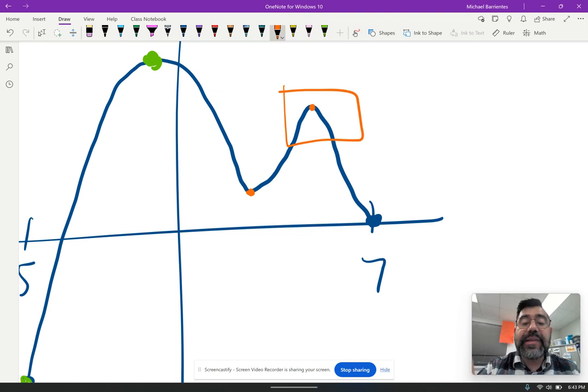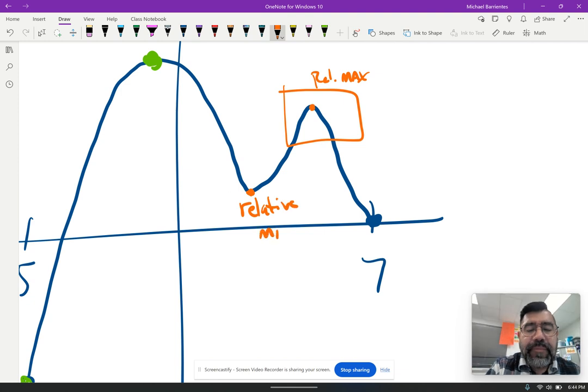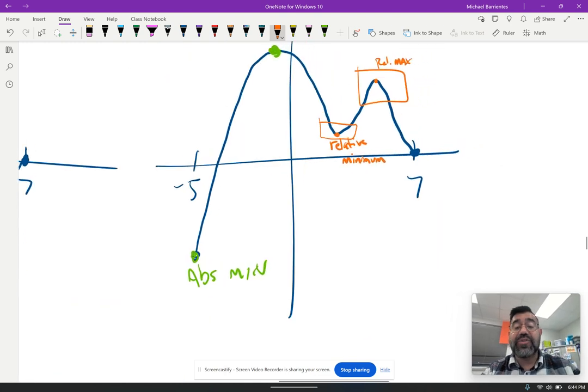So I'm going to call this the relative max. So relative to the points around it, or in its local neighborhood, it is the highest point. Now, it's not the highest out of the whole thing, but in its little window of an open interval, we can see that it is the highest point. Same thing here. This would be a relative minimum because it is the lowest point out of this neighborhood. Now, is it the lowest point out of this graph? Well, no, the absolute minimum is over here in green, right? But this, within its little neighborhood of points, it is the lowest point.